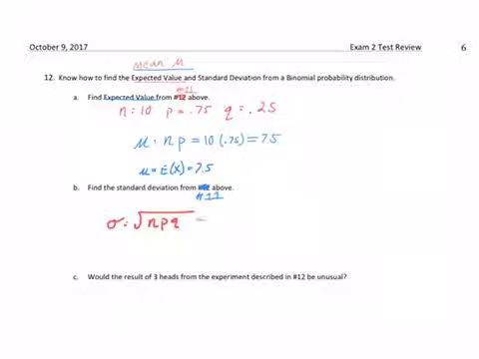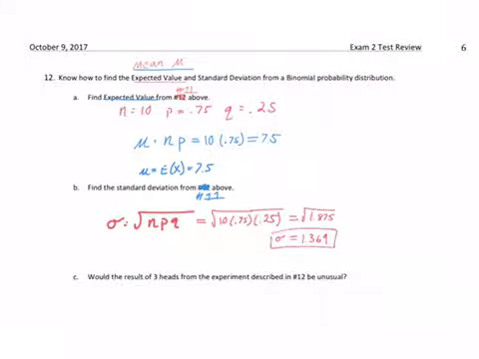So substituting in what we know, that's going to be the square root of 10 times 0.75 times 0.25. Typing this into the calculator correctly should give me a value of the square root of 1.875, and when you take the square root of that, you're going to get 1.369. So that is my sigma, my standard deviation.